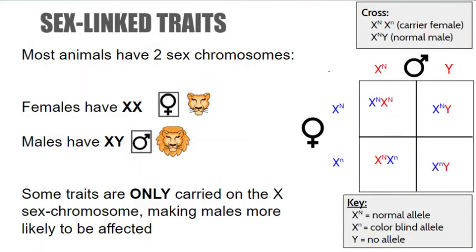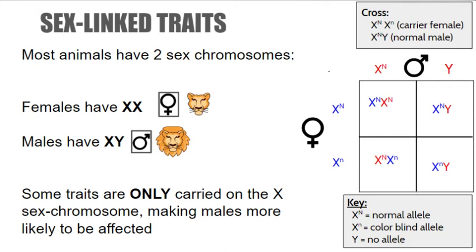We also have sex-linked traits. Sex-linked traits are still dominant and recessive, but rather than being carried on our normal somatic chromosomes, they are instead carried on sex chromosomes. Humans have two sex chromosomes. Females will have XX and males will have XY. Some traits only get carried on the X chromosome. So this means that for males who only have one X chromosome, they're much more likely to get it because they've only got one shot to get a normal allele. If they get the X that is affected, then they definitely have the trait.